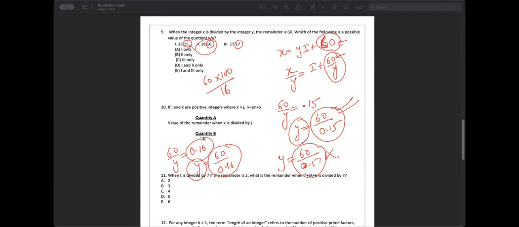So the value of y has to be an integer. So this will not give me an integer. These two definitely can give me an integer. These two are possible values for the quotient. Got it? So whichever value can give me the remainder, that's all I'll go with. I don't need to do anything else.